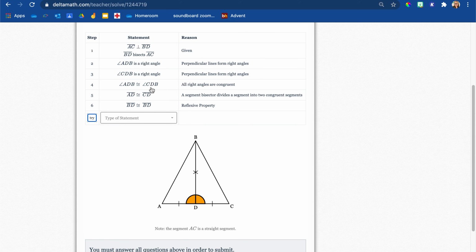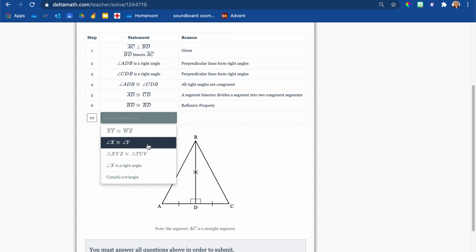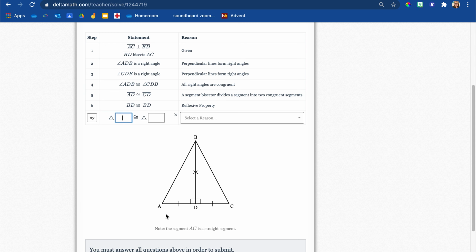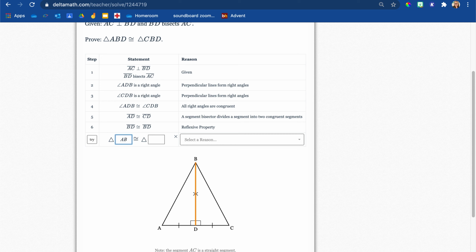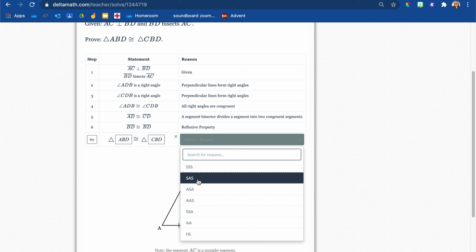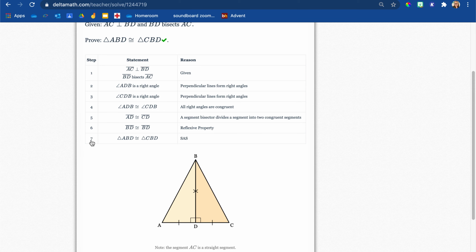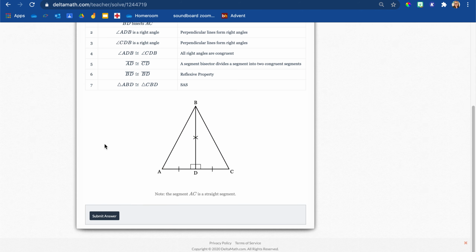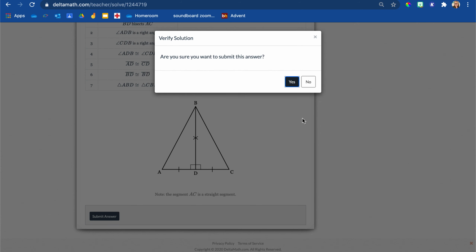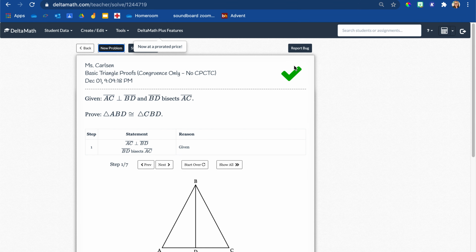Awesome. So now if we're looking, we've got a side, an angle, and a side. So the reason that I can say that these two triangles are congruent is because we've got the side-angle-side theorem here. So we would say that triangle ABD is congruent to triangle CBD. And the reason we can make that statement is the side-angle-side theorem. And that worked. And so now that we've done that proof, we can come down here, hit submit answer, say yes, we got our green check mark, and we can go on to a new problem.